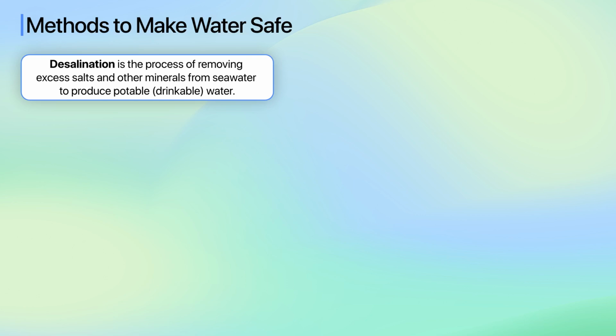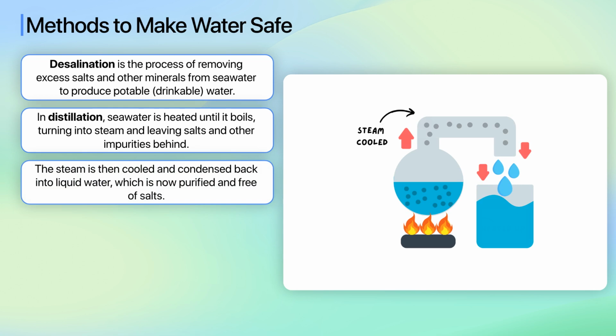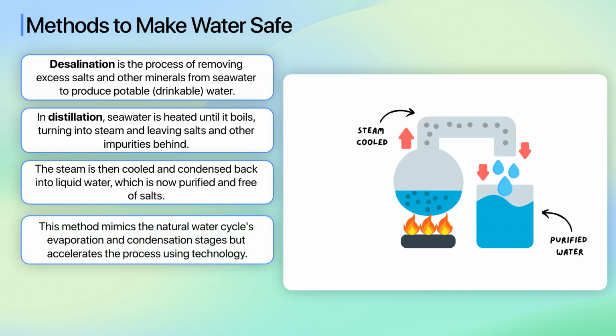Desalination is the process of removing excess salts and other minerals from seawater to produce potable, drinkable water. There are 2 primary methods of desalination. First, let's discuss distillation. In distillation, seawater is heated until it boils, turning into steam and leaving salts and other impurities behind. The steam is then cooled and condensed back into liquid water, which is now purified and free of salts. This method mimics the natural water cycle's evaporation and condensation stages, but accelerates the process using technology.